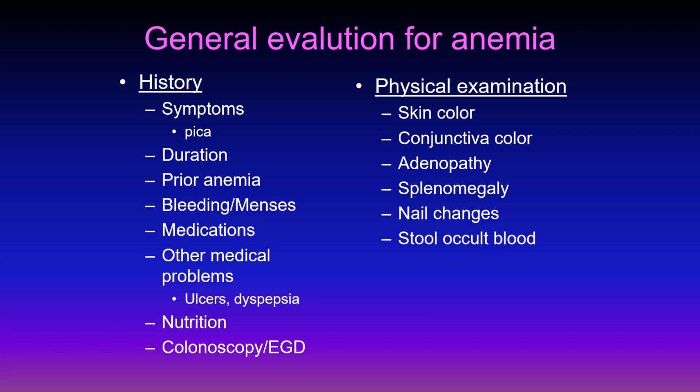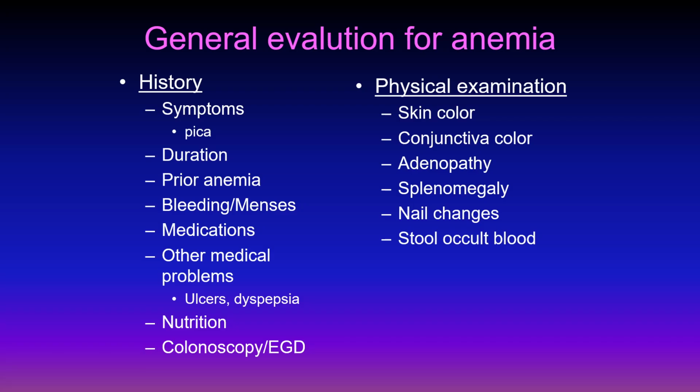When one sees a patient, such as many of you, for anemia, we think about history, we think about symptoms. Are you chewing a lot of clay or ice, which is called pica, indicating iron deficiency? How long has this been going on? Has there been a prior bout of anemia? Has there been bleeding or heavy menstrual periods? Are there medications involved? Are there other medical problems such as ulcers or dyspepsia? Are there nutritional problems? Have you had a colonoscopy or an examination of your upper stomach?